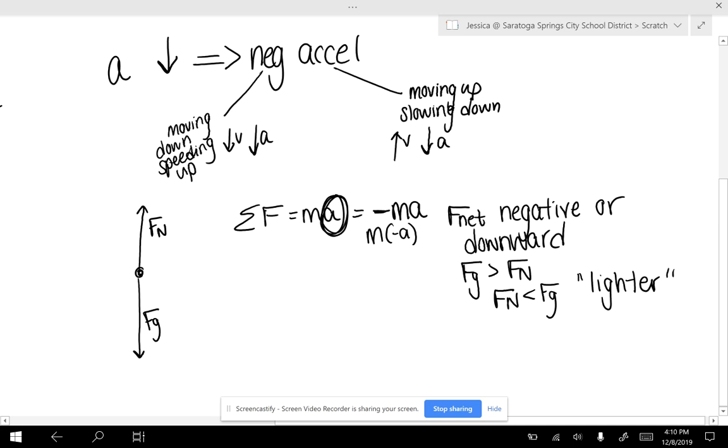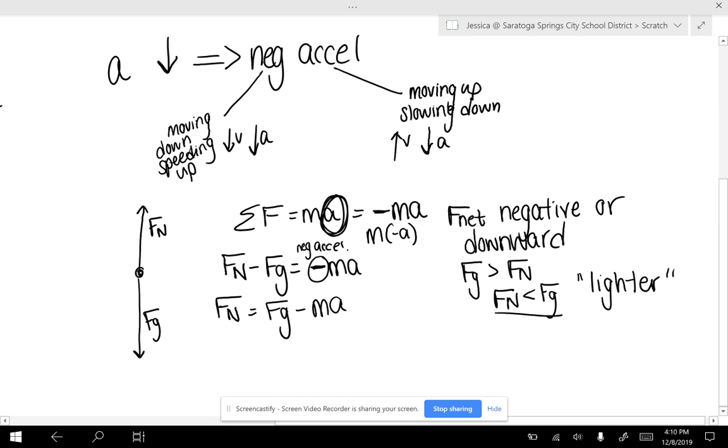Okay. So our net force equation looks like Fn minus Fg equals negative ma. Again, that negative is there because we have a negative acceleration. So normal force is Fg minus ma in this case, which again goes with Fn less than Fg.